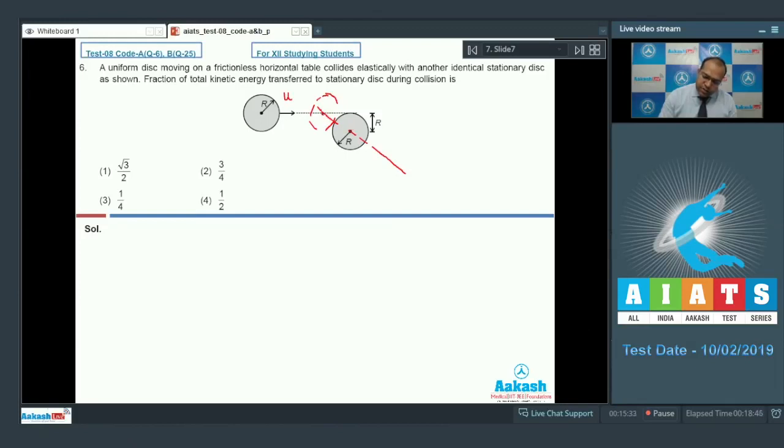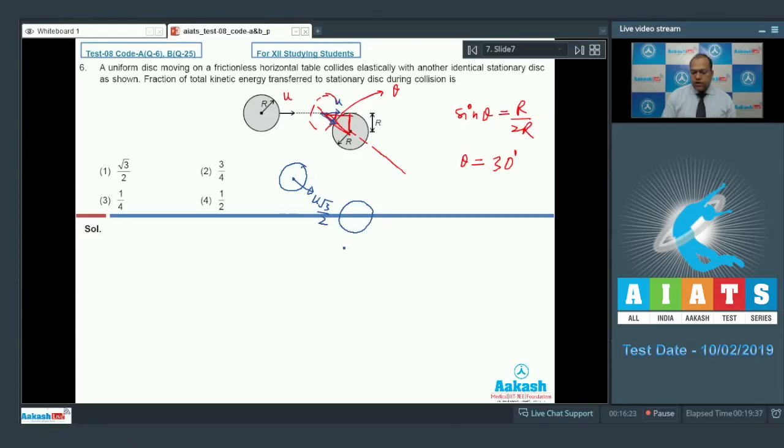So if I see this is 2r, this is r, this angle is theta, then sine theta in this triangle can be written as perpendicular r divided by 2r. So the value of theta comes out to be 30 degrees. So if I take the component of u in this direction, this disk has velocity in this direction u cos 30 degrees, or u root 3 by 2. And this disk is at rest.